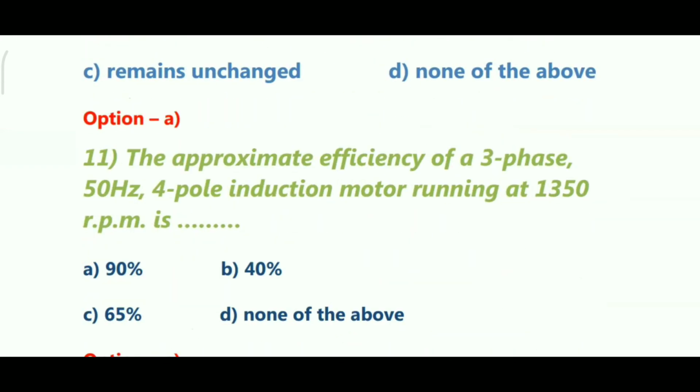Next question. The approximate efficiency of a three-phase 50 Hz 4-pole induction motor running at 1350 rpm is. So here we have to find the efficiency of this induction motor. Option A, 90%; option B, 40%; option C, 65%; and option D, none of the above. So here I would answer option A, 90%.